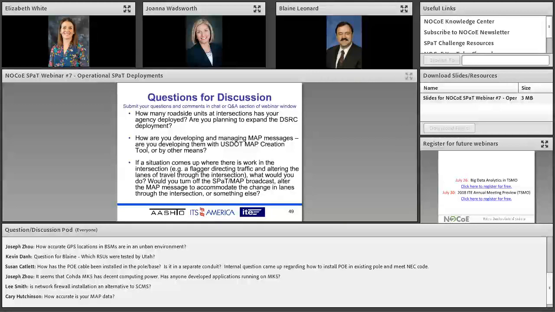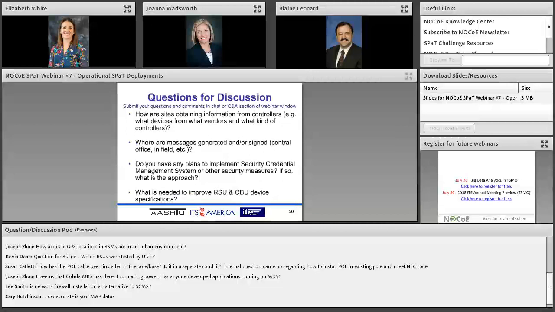So let me see what was the next question. The next question that we had from the registrants was, how are sites obtaining information from controllers? So what devices from what vendors and what kind of controls? And I think you all talked about that. Is there anything you would like to add to that? No, okay.